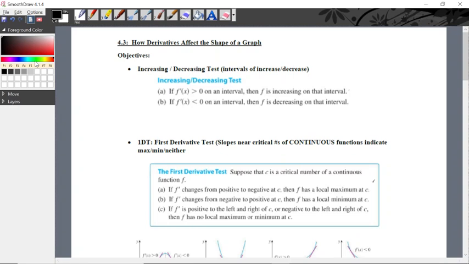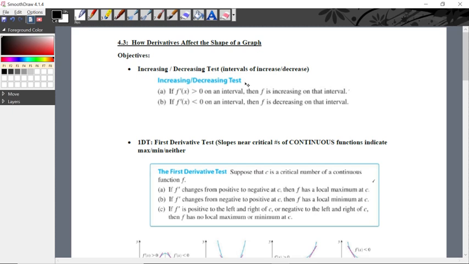Section 4.3, we're examining how the first derivative and the second derivative affect the shape of a graph. So we take the graph of a function f. We already know that the first derivative tells us about the slope of the tangent line. So the first derivative can therefore tell us information about where the function f is increasing and where the function f is decreasing as well.